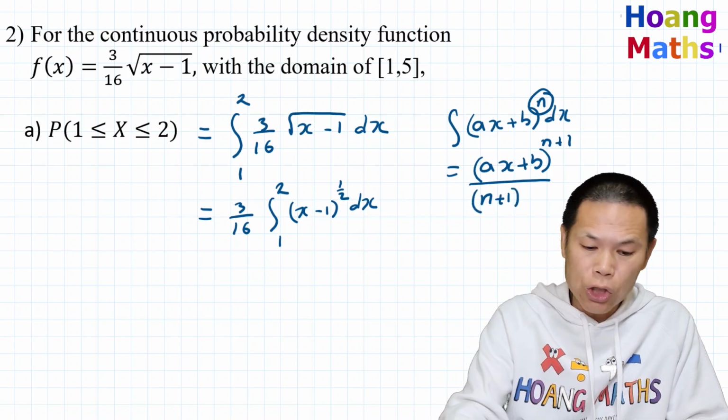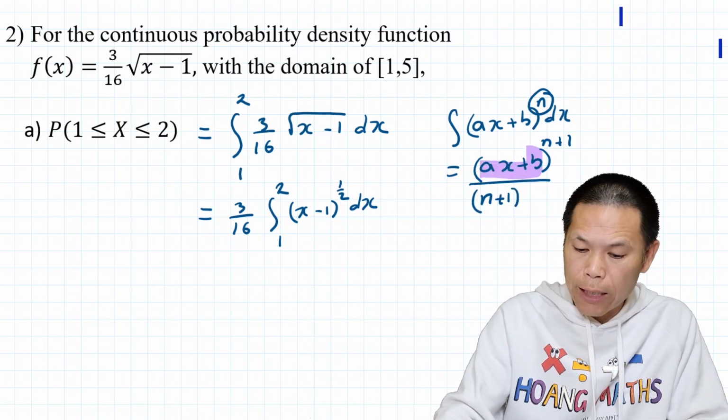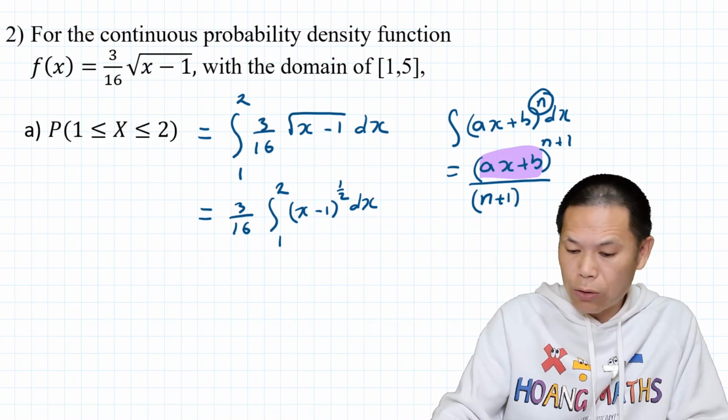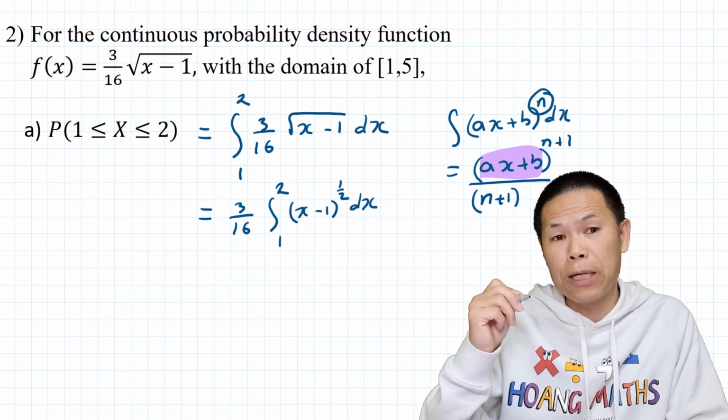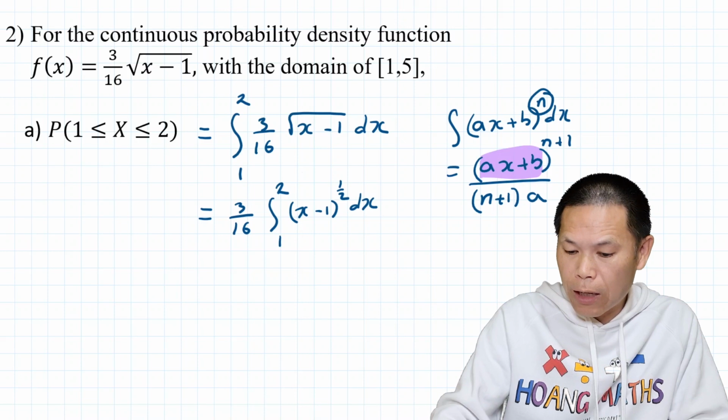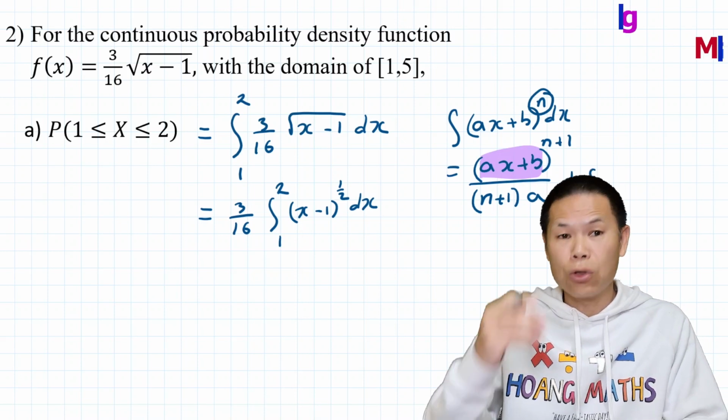And then we differentiate inside here. Okay, so that's a rule. So differentiate ax plus b will give me a. There you go. And then we add a constant. So keep that in mind.